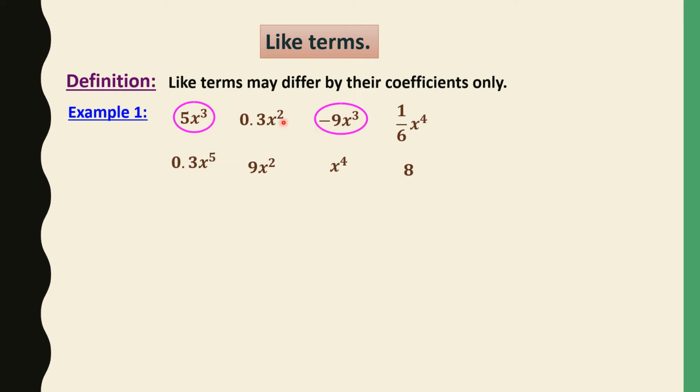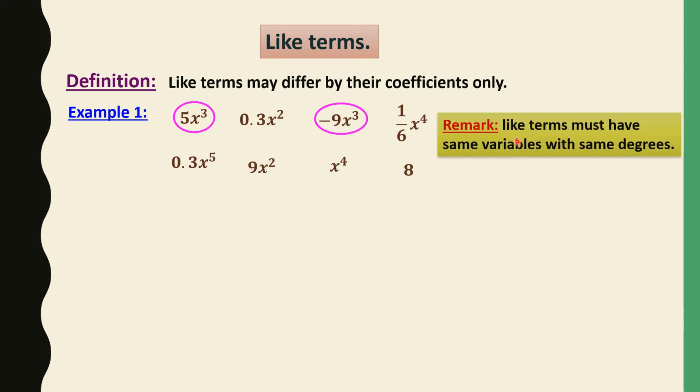0.3x squared and 9x squared are also like terms. They have the same variable x with the same degree, but different coefficients. So remark, like terms must have the same variables with the same degrees. So we found two other like terms.